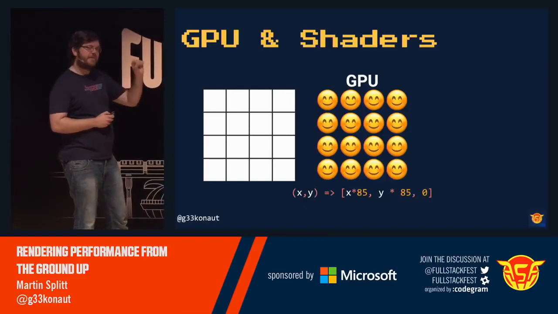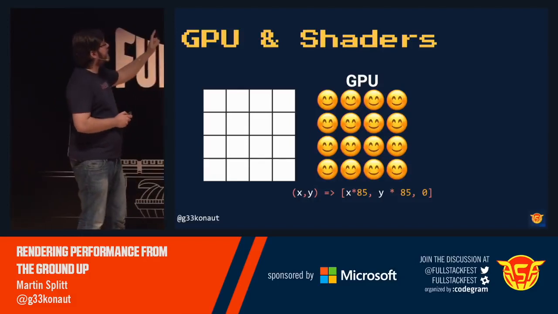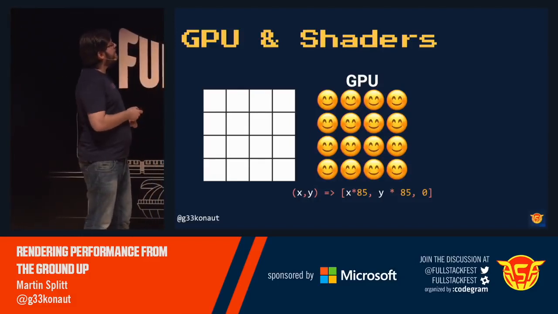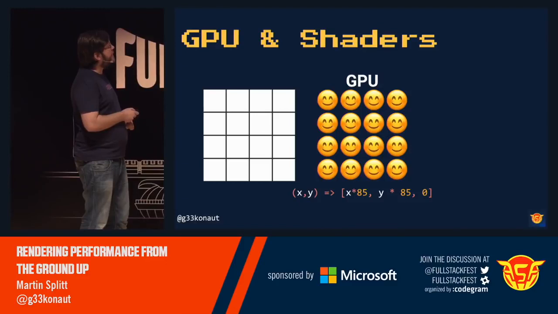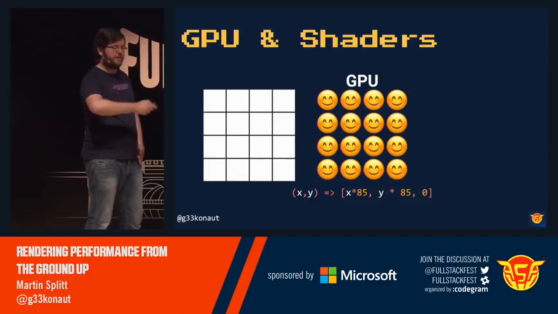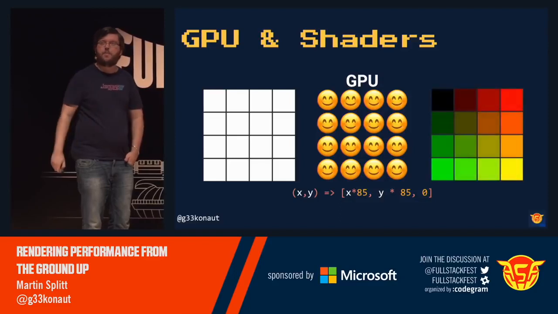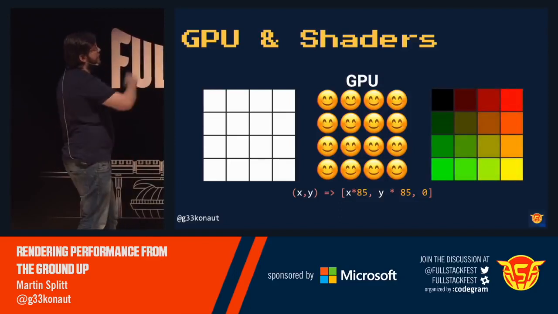Take the x and y coordinate of your pixel and create this color value for your pixel, which is the x coordinate times 85, the y coordinate times 85, which means we start with 0, 0, and go down to 3, 3 here. So we should have a gradient. And then they all at once go, all right, off we go. And we create this graphic.